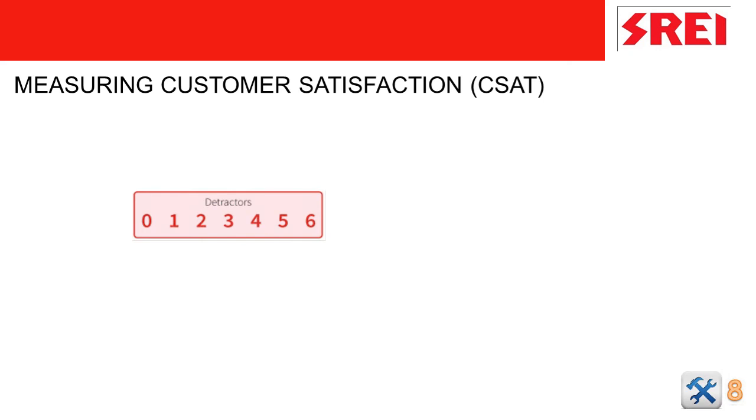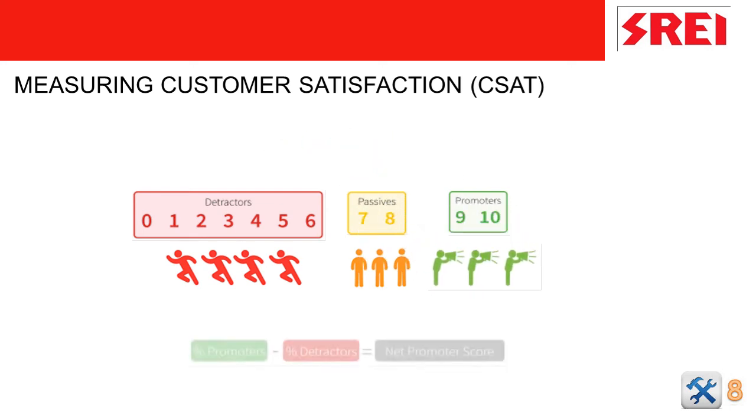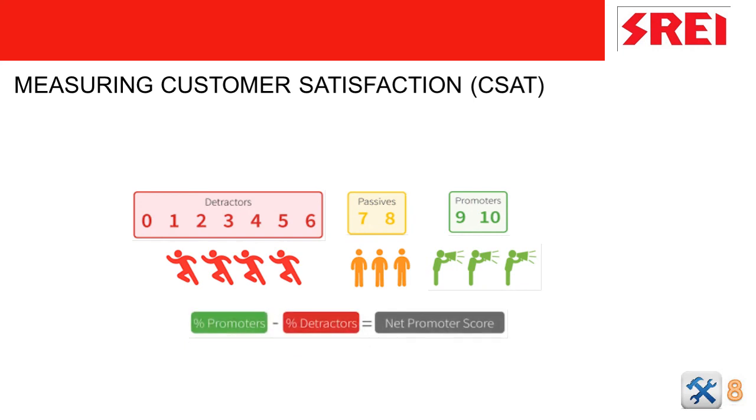Those who rate you between 0 to 6 are called detractors and are unhappy customers. They can damage your brand. Those rating you between 7 and 8 are called passives. They are satisfied but not very enthusiastic customers who may shift to your competitors' products. Those who give you a score between 9 and 10 are promoters. They are loyal customers who will keep buying and refer others.